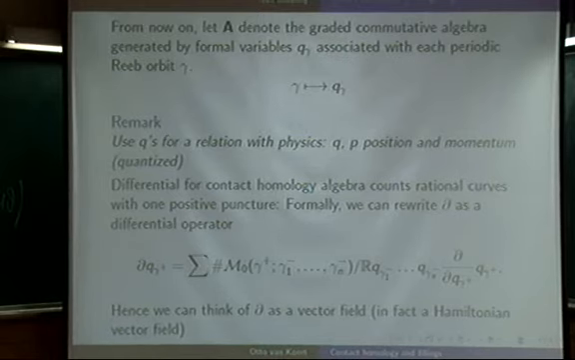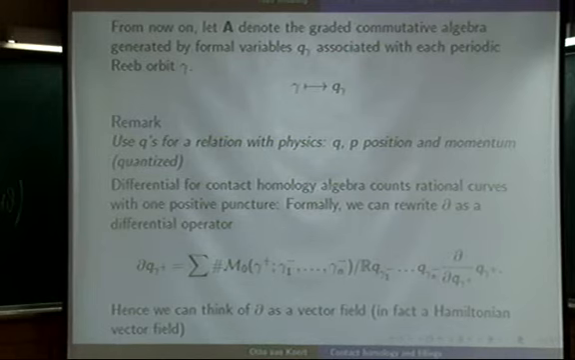But okay, this is the first point of view, but we can also just look at this differential operator and say, well, what have we done so far? We have a homology theory where we count holomorphic curves, but we only count rational curves. And we count only rational curves with one positive puncture, because we want this tree structure. So let's replace this by something where we count everything.